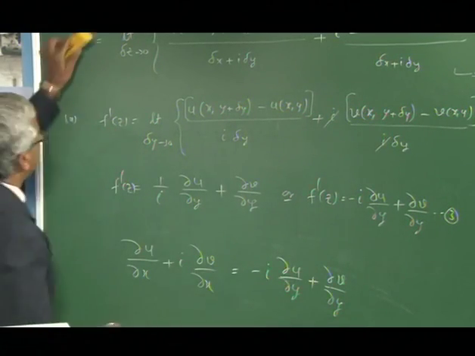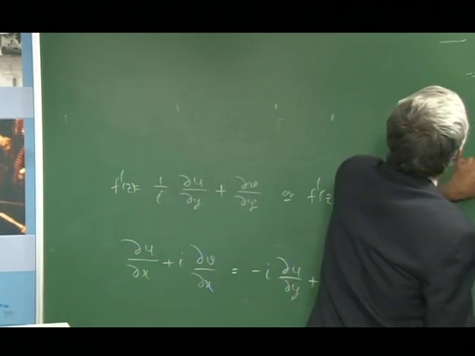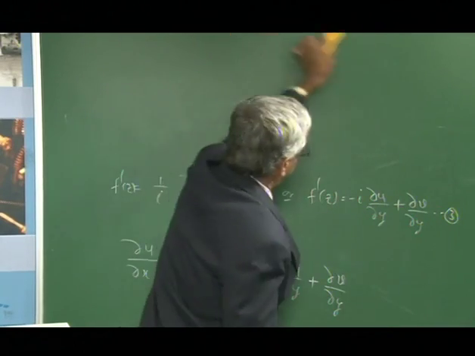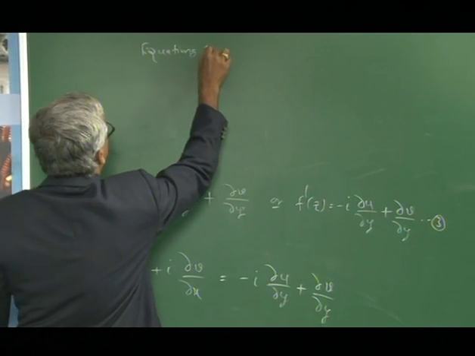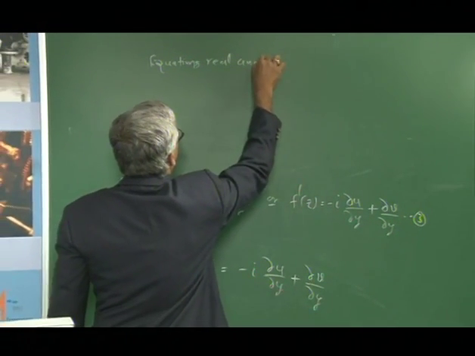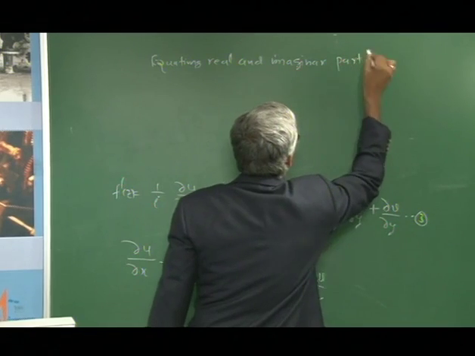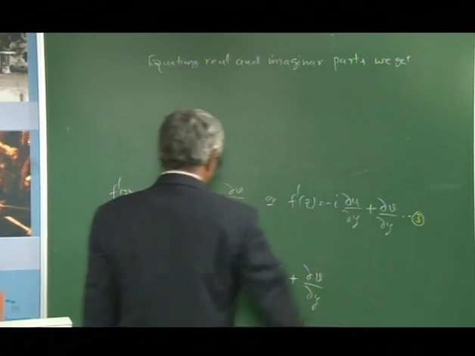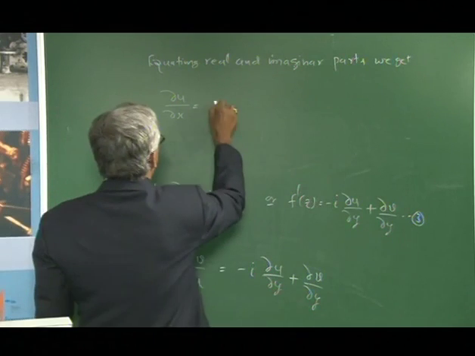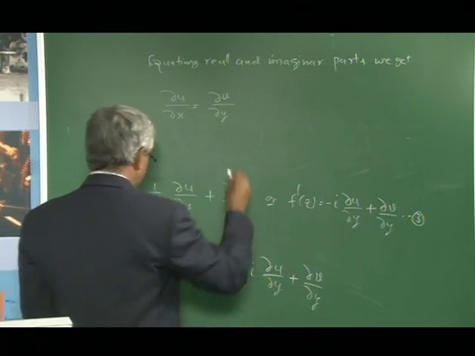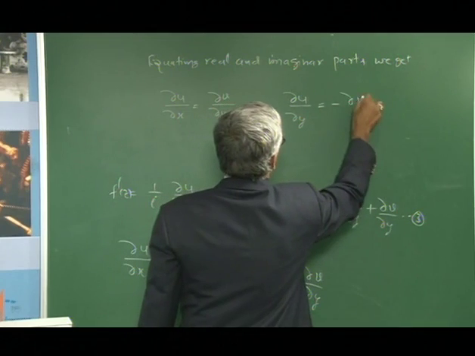from this relation we get the following: ∂u/∂x is equal to ∂v/∂y, and ∂u/∂y is equal to minus ∂v/∂x.